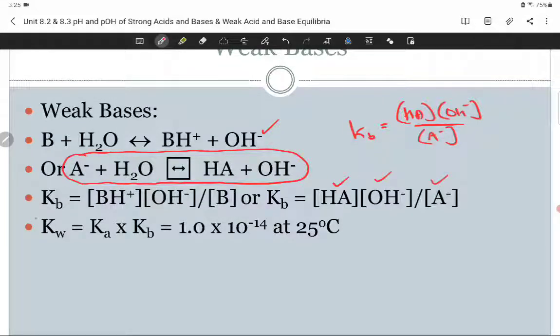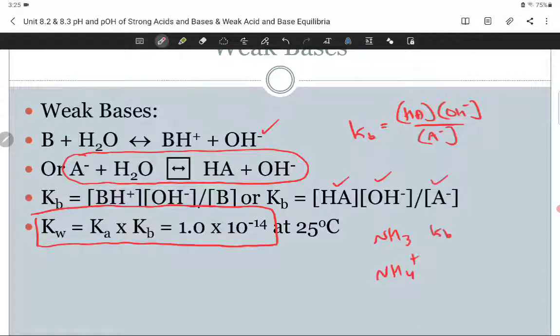Okay. If you wanted, by the way, to go between Ka and Kb, why would you need to do that? Because sometimes maybe you can find ammonia in the back of the book for a Kb value, but maybe you can't find ammonium. So if you wanted to go from the Kb to the Ka, there is a method for you to do that.